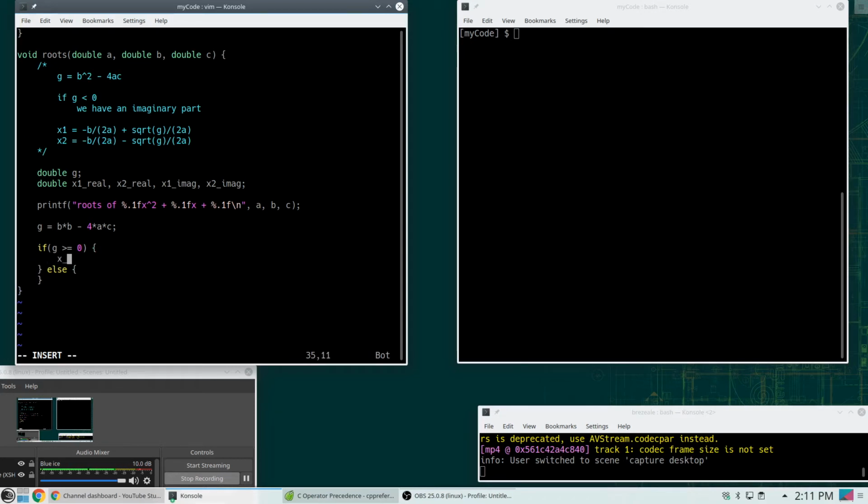So x1 real is equal to, we said minus b divided by 2 times a plus square root of g, which has already been calculated, divided by 2 times a. x2 real is just this with this part changed to negative. And let's go ahead and print the answer.